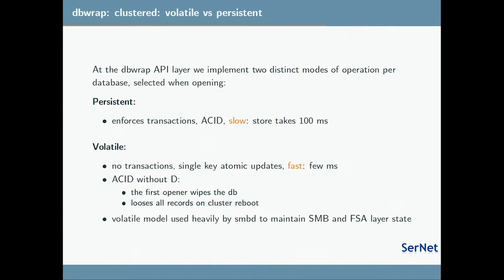This volatile model is used heavily by SMBD to maintain the SMB and FSA layer state. And actually, the cleanup and getting rid of the records is okay for us, because we want to lose that state. For example, if you restart a server without durable or persistent handles, you don't care. You get rid of everything and you start from scratch, and then the clients reconnect and everything is reestablished. So about persistent handles, so what can we do?